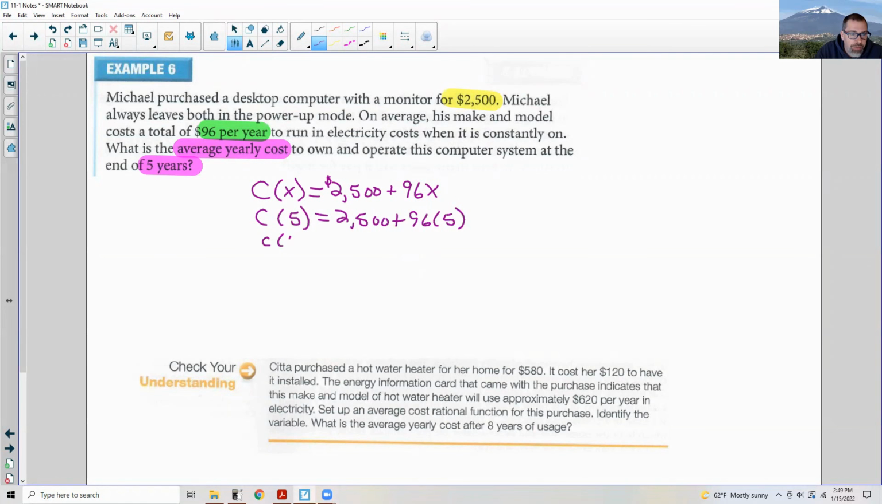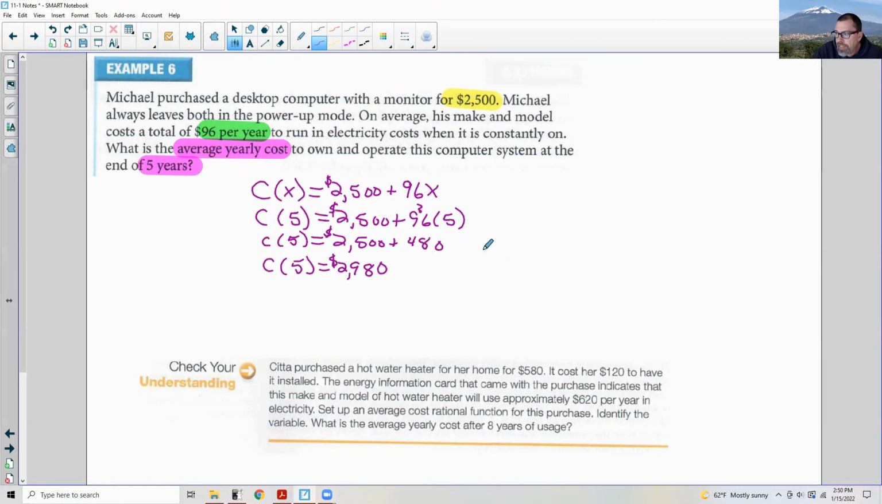So C of 5, cost for 5 years, is going to equal $2,500 plus 6 times 5 is 30, 9 times 5 is 45, and 3 is 48, so $480. So C of 5 is going to equal 0 plus 0, 0, 8 plus 0, 8, 4 plus 5, 9, and then 2. So it's going to cost $2,980 to run it for 5 years.